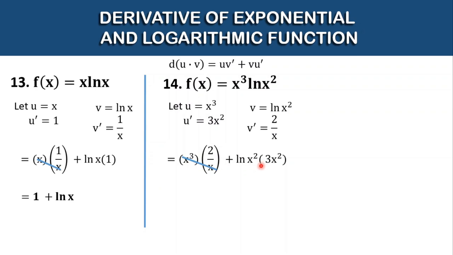Dito naman, since hindi na naman natin siya pwedeng simplify, for our final answer, dun sa first term natin, we have 2x squared. Then dun sa second term natin, wala naman tayong ginawa dito, still 3x squared times ln x squared. So ito na yung ating final answer for our example number 14.